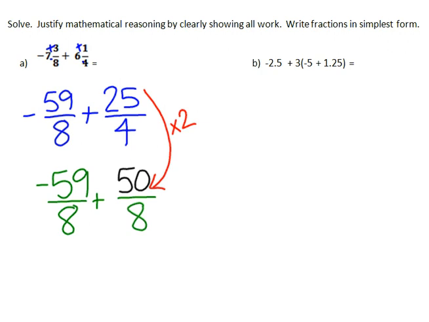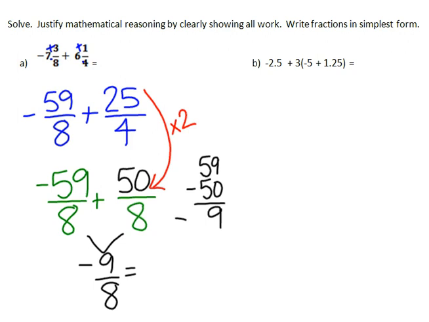One is positive, one is negative, which means I'm going to subtract the digits. But since I have 59 negatives and only 50 positives, my answer will be negative. So that should be negative 9/8. Okay, and then the final step is to change that back into a mixed number. 8 goes into 9 one time with 1 out of 8 left over, and that'll still be negative. So negative 1 and 1/8 for part A.